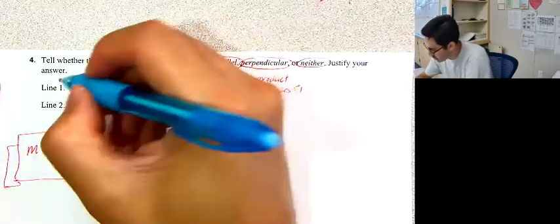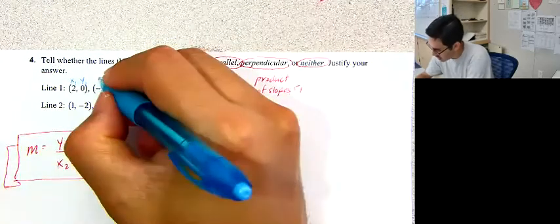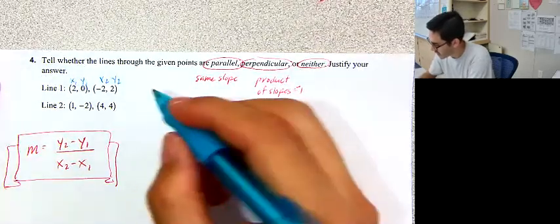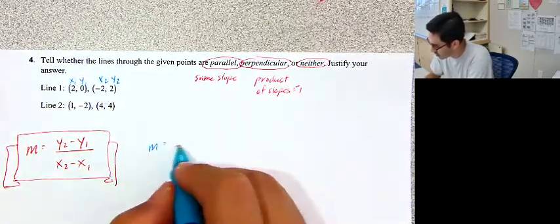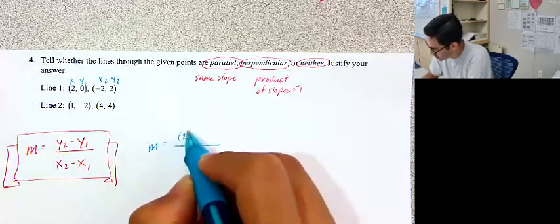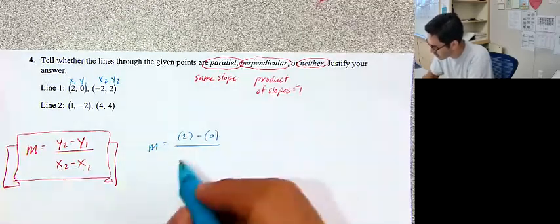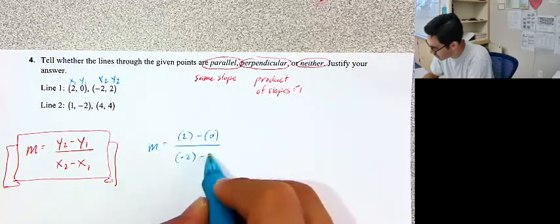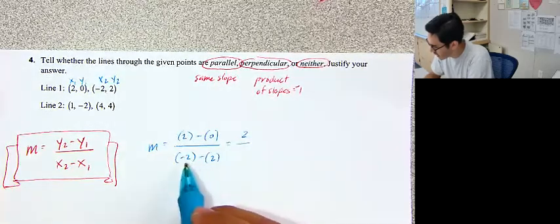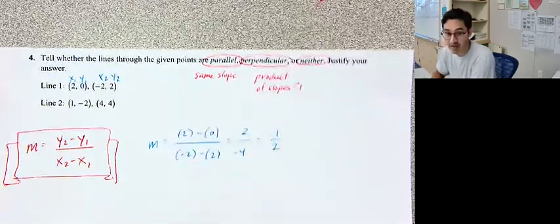Then let's look at line 1, and I'll label things. This will be x1, y1 since it's the first point, and this will be x2, y2 because it's the second point. So line 1 will have a slope of y2 minus y1, so that's going to be 2 minus 0, and then x2 minus x1, that'll be -2 minus 2. So 2 minus 0 is 2, -2 minus 2 is -4. This simplifies to -1/2.